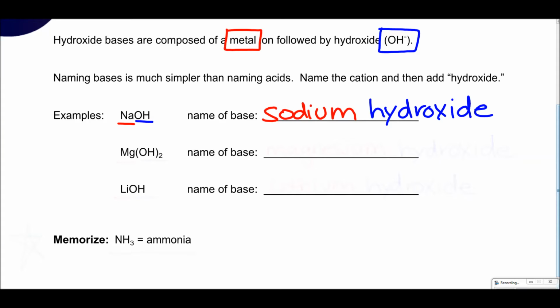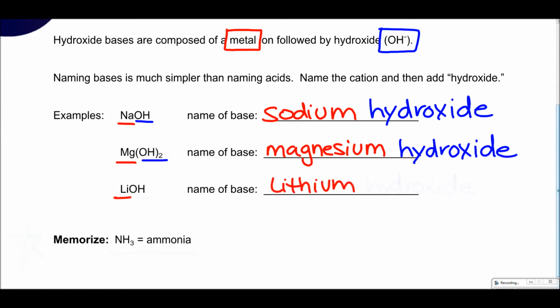Sodium hydroxide. The second example, you start out with your metal, Mg, by naming it magnesium, and then follow it by hydroxide, magnesium hydroxide. Your third example, start out with the metal, Li is lithium, followed by OH, hydroxide, lithium hydroxide. Our notes tell us that we also need to memorize ammonia, NH3, as we move forward in our base unit.